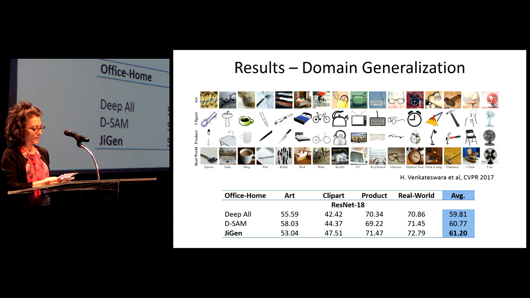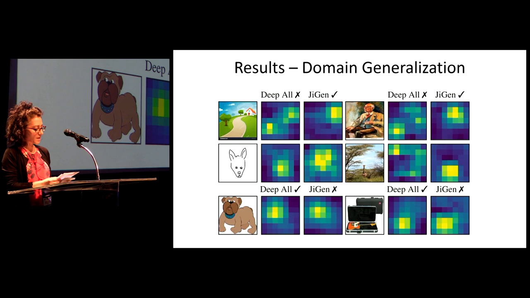So by looking more in detail inside the network, we observe that JiGen is better able to identify the important part of the images with respect to the deep all baseline. And this supports object recognition better than the deep all baseline, even in the case of very small objects. And even in the failure cases, JiGen is able to identify the important image area.